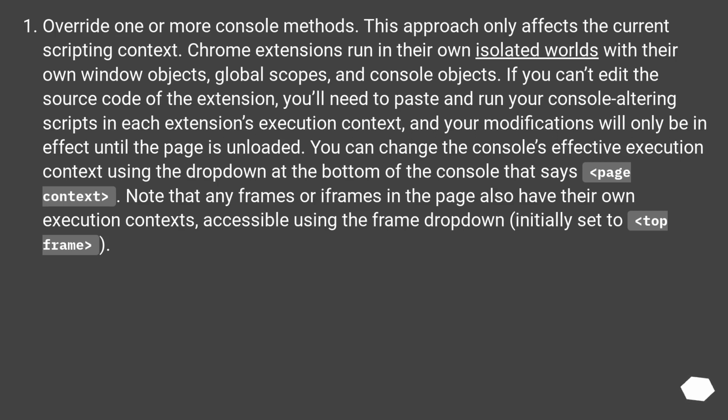You can change the console's effective execution context using the drop-down at the bottom of the console that says <Page Context>. Note that any frames or iframes in the page also have their own execution contexts, accessible using the frame drop-down, initially set to <Top Frame>.